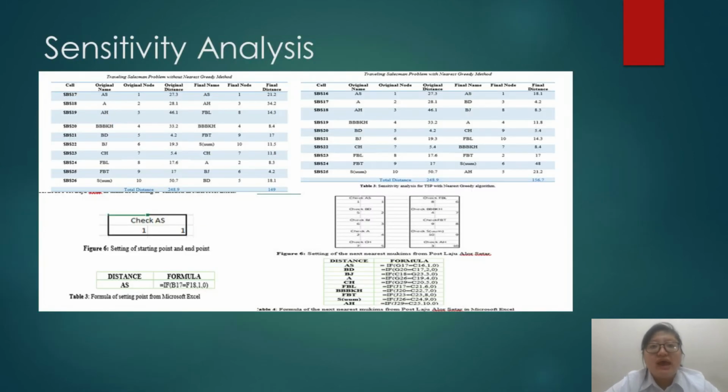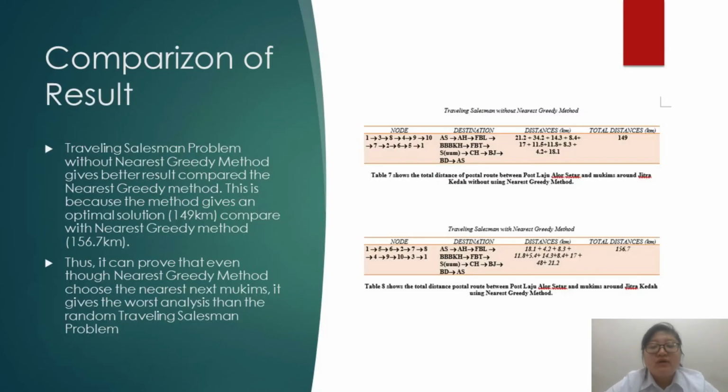For the sensitivity analysis, we can conclude that changing the node can bring a huge change in the distance, as the distance between each node is different. Both methods have decreased the distance by nearly 100 kilometers from the original value. For the comparison of results, we know that TSP without the nearest greedy method gives a better, optimal solution compared with the nearest greedy method.